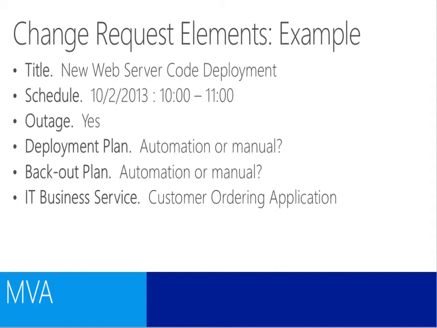Also, you have what business service is it impacting. So when you're doing change management, I'm actually less interested in the actual server it's impacting. I'm more interested in what's the business service that's being impacted by that change. So you're going to quantify the customer ordering application as this impacted IT business service, and maybe that's also as a result of selecting a particular configuration item.